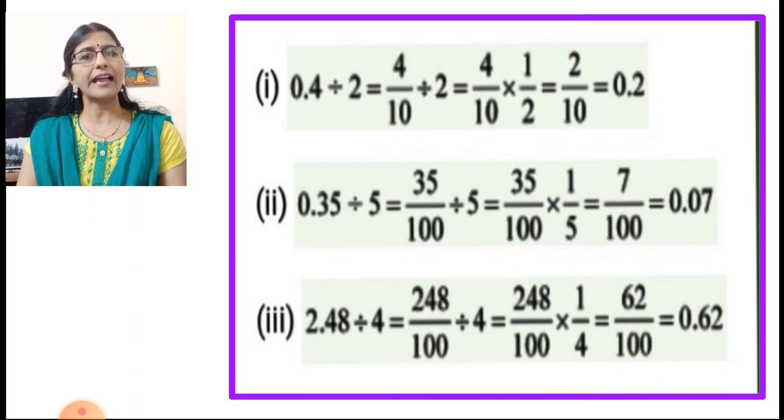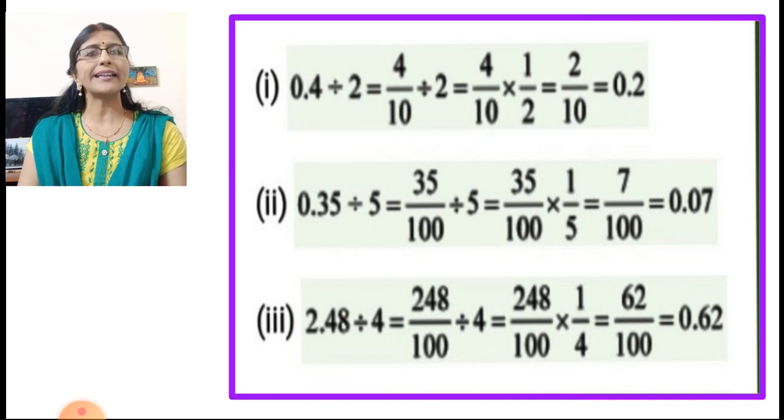0.4, we have learned last time. We will have to multiply because there is one decimal place. So we will multiply both numerator and denominator by 10. That we have done here. 0.4 when you multiply by 10 has become 4, and in the denominator 10 has come because you have multiplied both numerator and denominator by 10. So 4 upon 10 divided by 2.